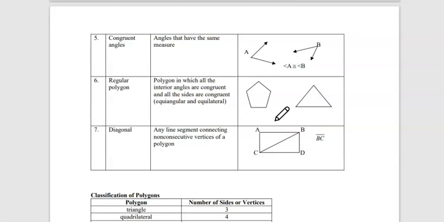We're not going to name them with multiple letters because I didn't identify additional points on these angles. But if they are angles that have the exact same measure, they are said to be congruent. And this is angle A is congruent to angle B.